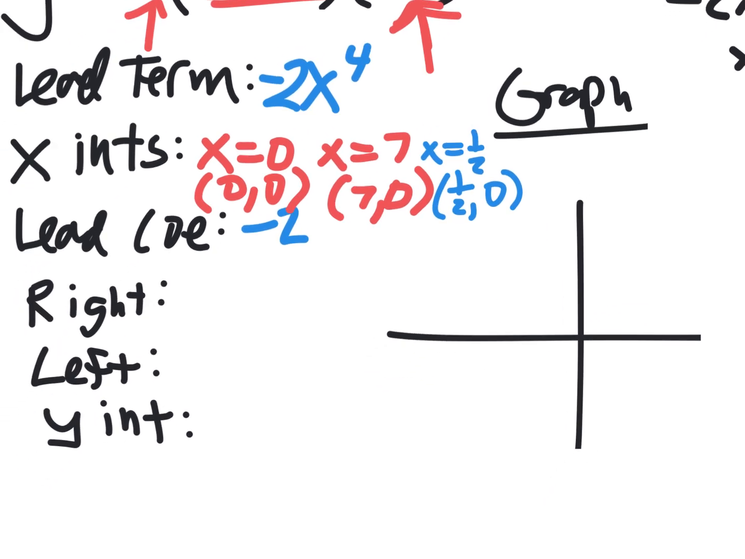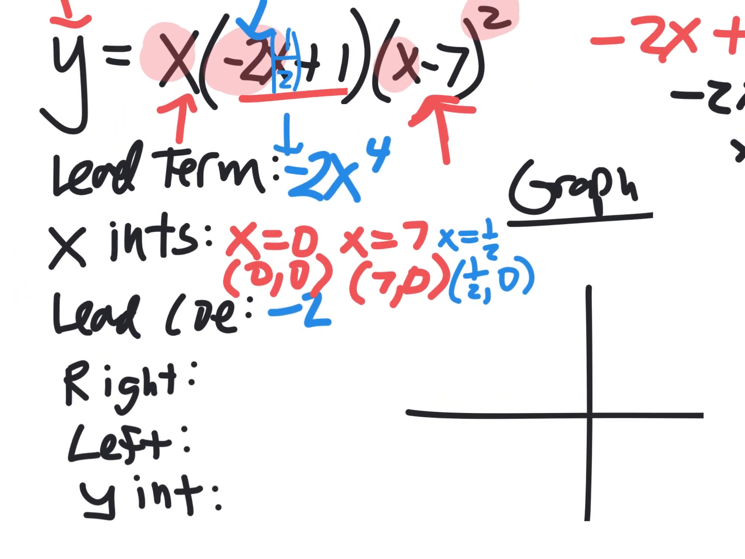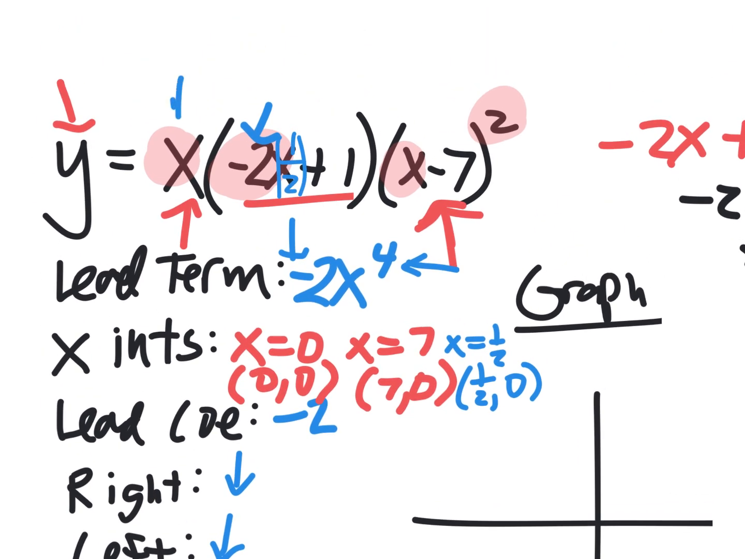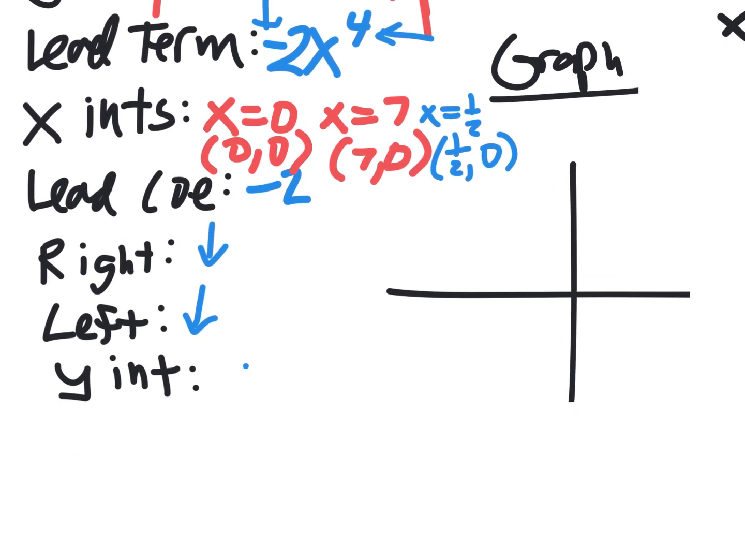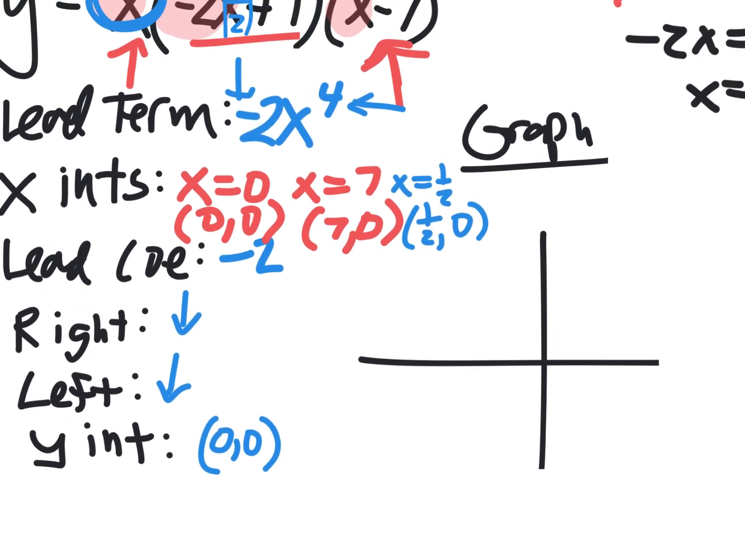All right, the right end, since this is negative, the right end is going down. Since this is even, they're both the same. And then the y-intercept of it is where x equals 0. Look, if I put 0 here and here and here, it really doesn't matter much because 0 going here makes the whole thing 0. So the y-intercept is 0, 0. All right, and you could have known that if you'd have just graphed it.